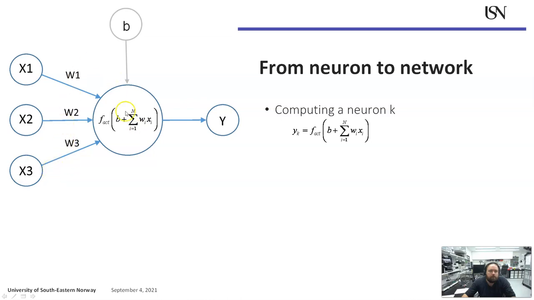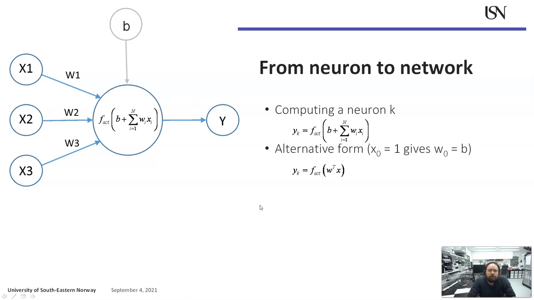We take the sum over all the inputs of W times X, like this. But then we have a bias, which is simply an offset, which is added to the weighted sum that can shift the weighted sum up or down. And to this weighted sum, we apply some nonlinear activation function, which we call f_act, in order to compute the actual output. This is a very simple little mathematical operation. It's just a weighted sum plus some activation function, and that's your neural output.